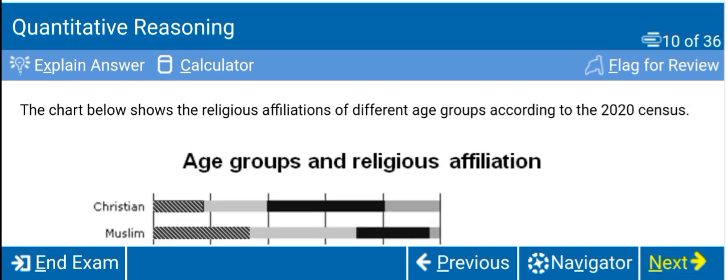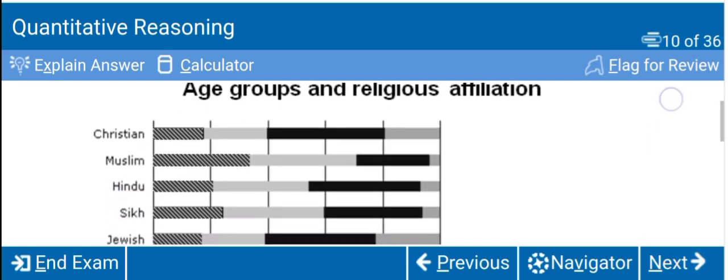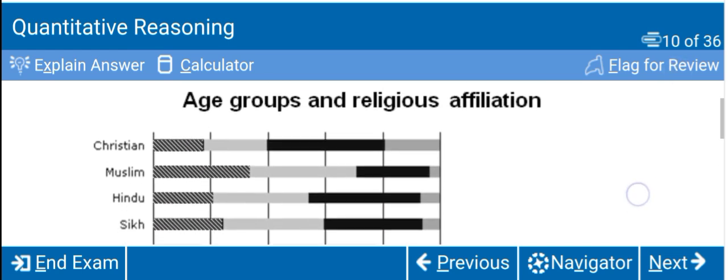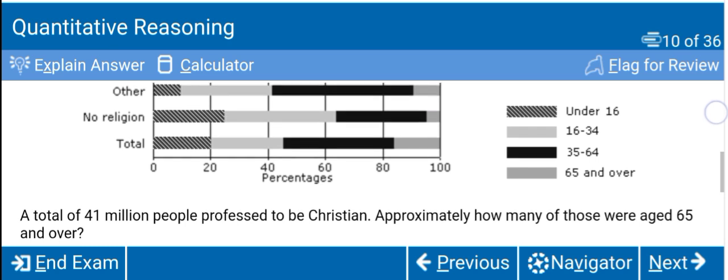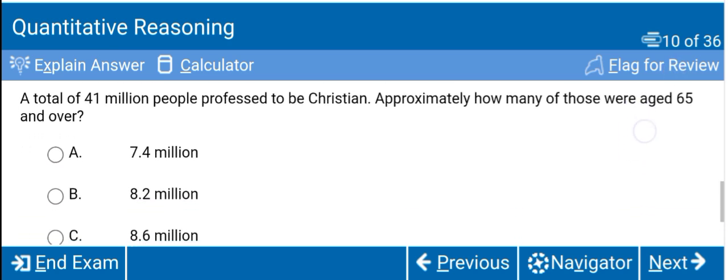Next again we have the same statement and the same chart of different religions in different ages. The question is that a total of 41 million people profess to be Christian. Approximately how many of those were aged 65 and over?